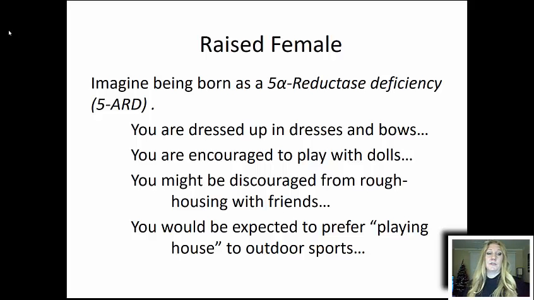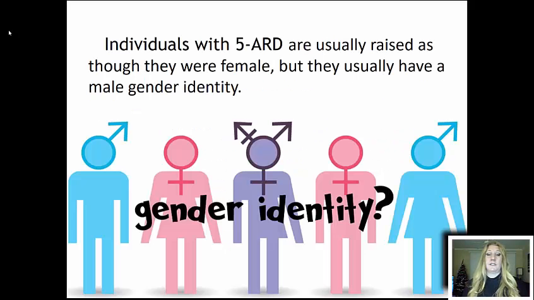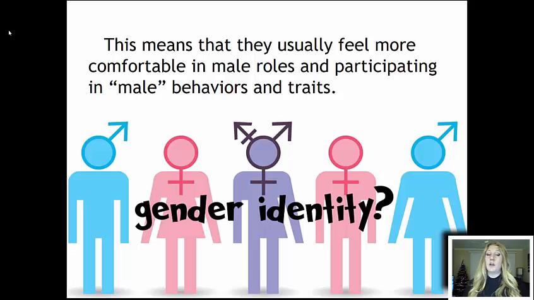Just some examples. Individuals with 5-ARD are usually raised as female, but they usually end up having a male gender identity. This means that they usually feel more comfortable in male roles and participating in male behaviors and traits, as defined by the particular society in which they live.